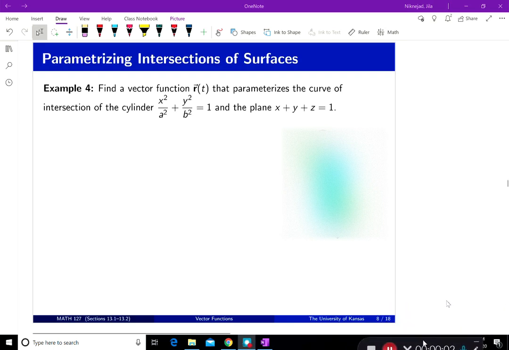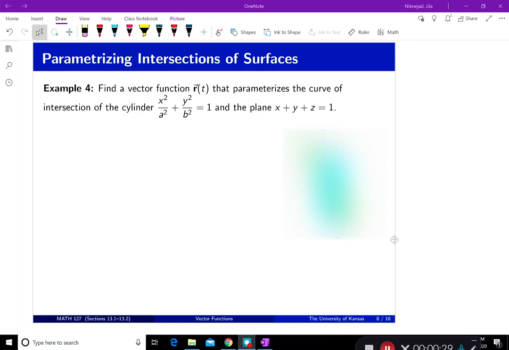So now let's parameterize intersections of surfaces. We've seen this somewhat. We've discussed this when we were trying to integrate over different solids. We realized that when drawing those solids, it's important to draw the intersection of the surfaces. Now let's parameterize those intersections.